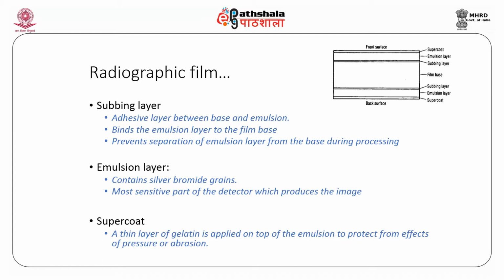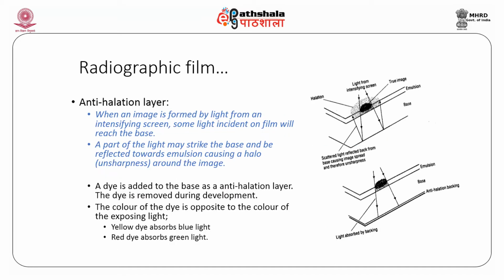What is this emulsion layer? Which is very important because it is the active part containing the silver bromide crystals. So, it contains silver bromide, the most sensitive part of the detector which produces the image. Supercoat is a thin layer of gelatin applied on top of the emulsion to protect from effects such as pressure or abrasion. Also, there is an antihalation layer.